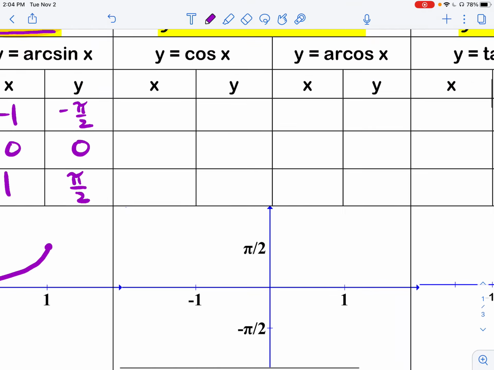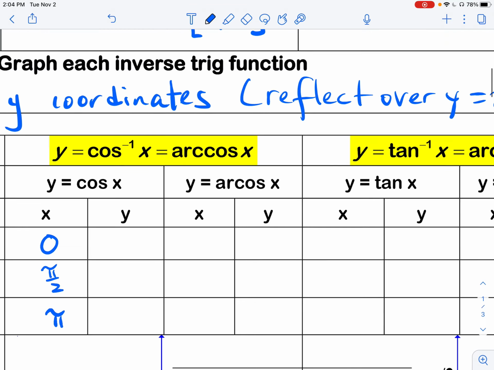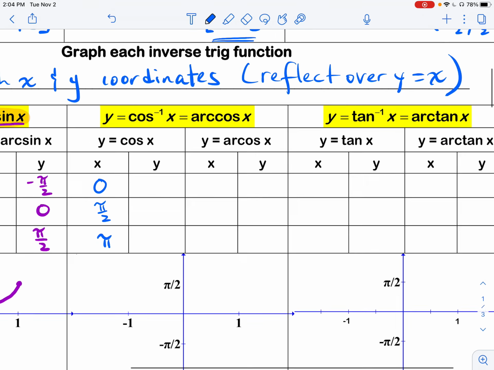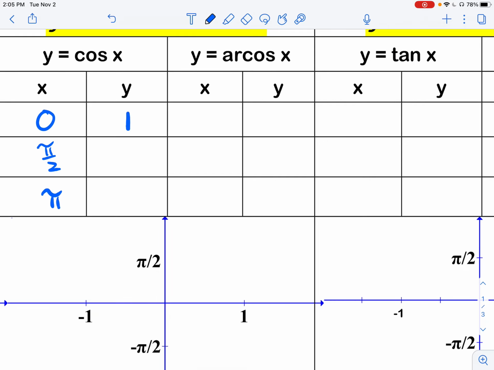Okay? All right, well, what about something like cosine of x now? Well, again, I'm going to go from the endpoints of our restricted domain. So 0, pi over 2, and pi. 0 and pi are my endpoints of my restricted domain here. My restricted domain, 0 to pi, right? And what are those outputs for cosine at those angles?